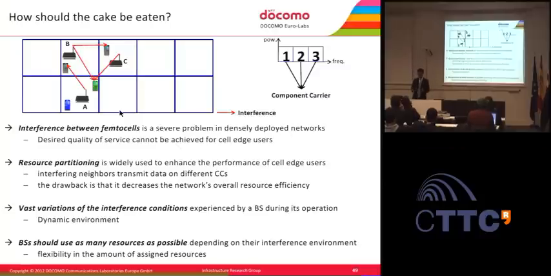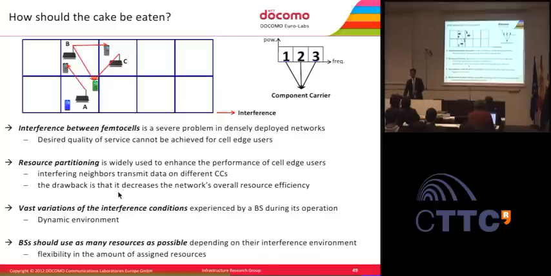So interference is a severe problem. And as I've already told you, resource partitioning is widely used to enhance the performance of cell edge users. So basically what we can assume is that interfering neighbors should simply use different component carriers and not use the ones that they know will cause interference to their neighbors.